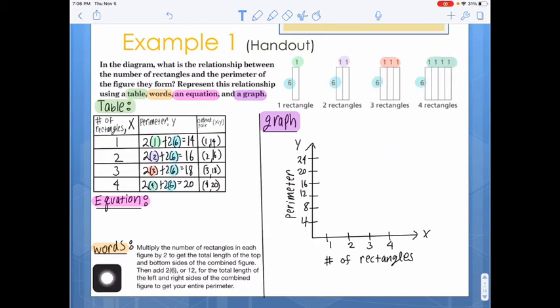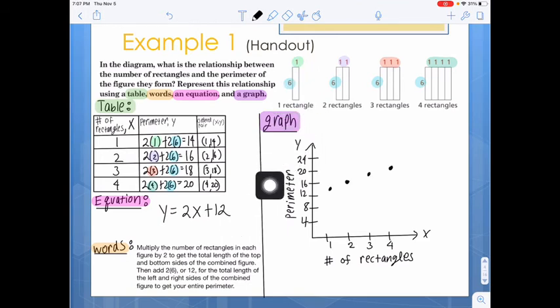Using our words, we can turn this into an equation. Our 2 times x is 2 times the number of rectangles. That will give us the top and bottom length. And then the plus 12 gives us the left and right. Now draw this as a graph. We just use our coordinates from our table to graph (1, 14), (2, 16), (3, 18), and (4, 20). Now we have represented this information as a table, words, an equation, and a graph.